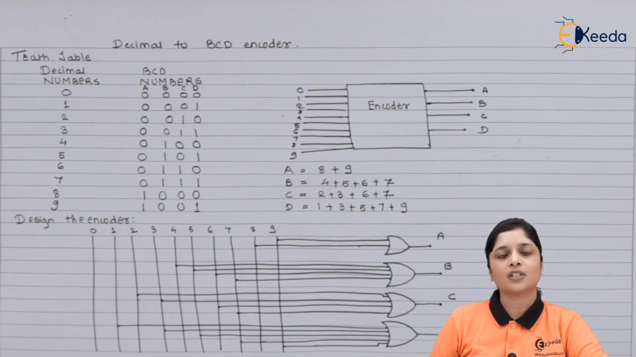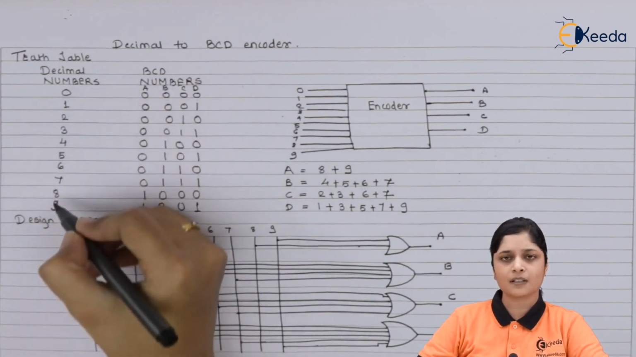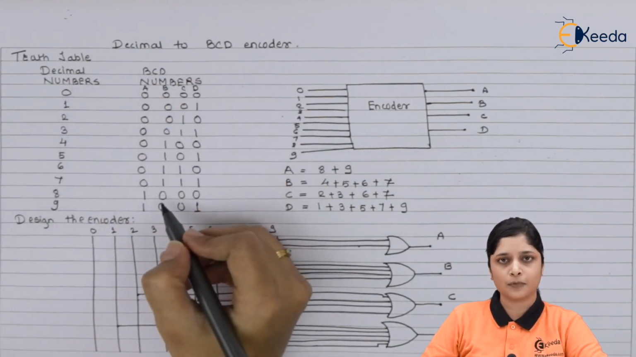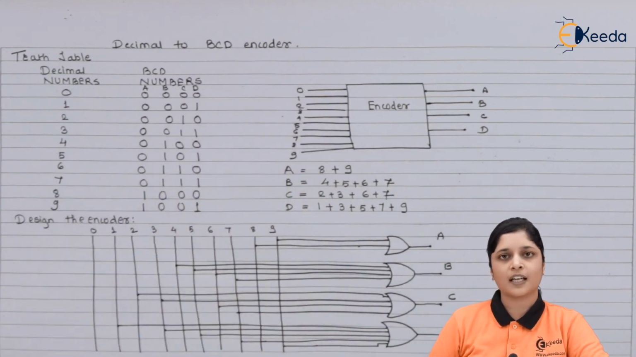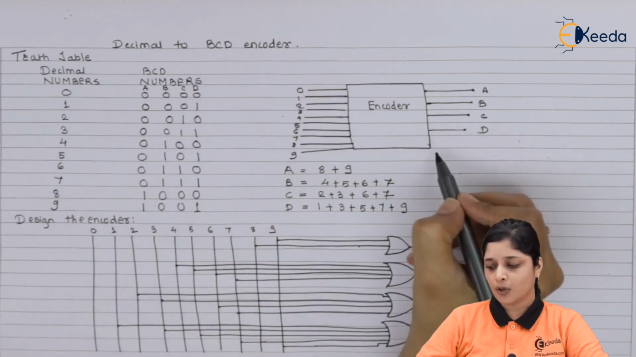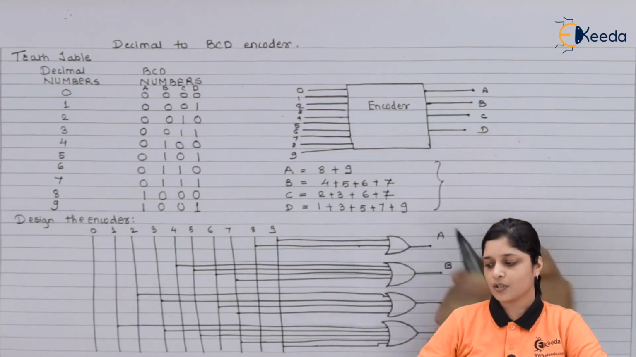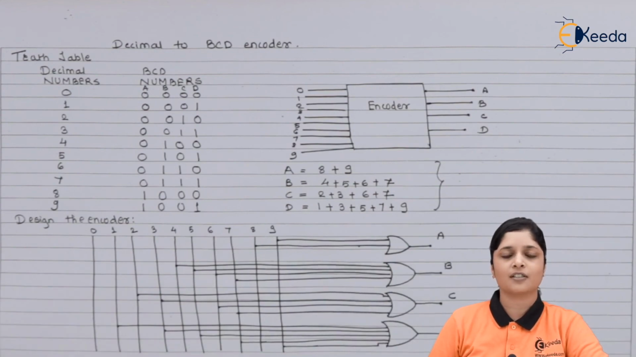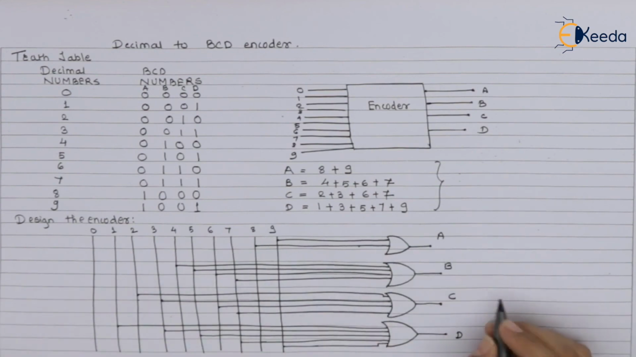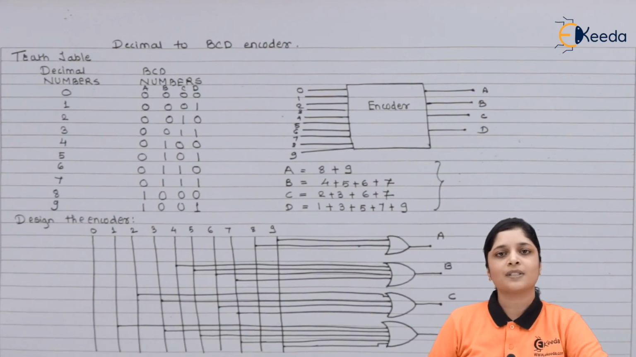This is all about the decimal to BCD encoder. Decimal numbers are the input, BCD numbers are the output. For each bit we have designed the circuit and this is the block diagram. These are the main equations you have to find out for realization purpose, and this is the basic logic diagram for encoder. This is all about decimal to BCD encoder.